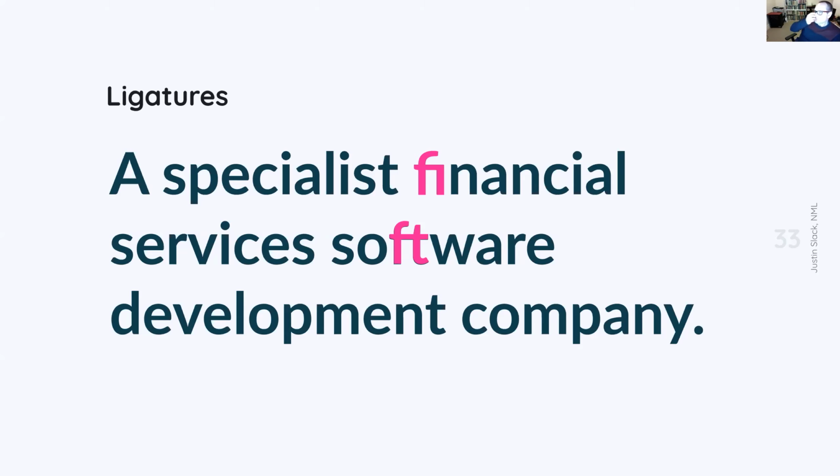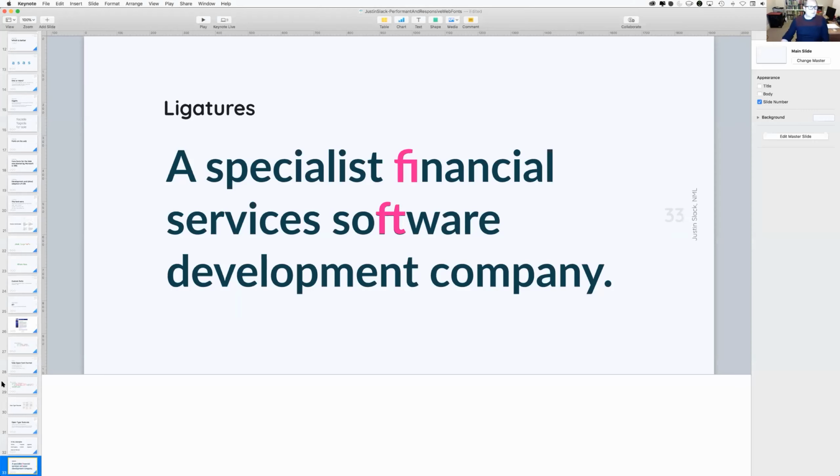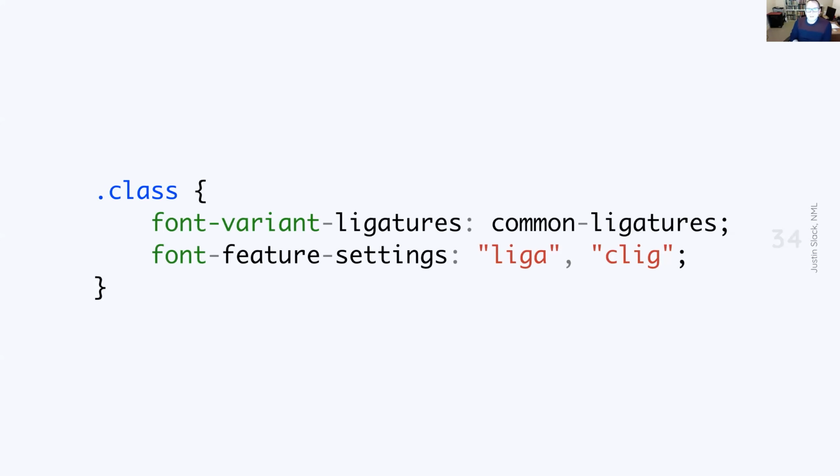So that's a ligature. We take some letters that appear very close together, and we make them one glyph so that they're more legible. Okay, so I'm just going to quickly go to how we deal with these.